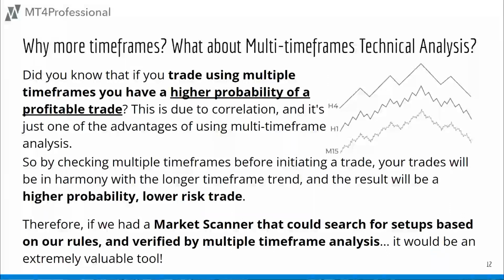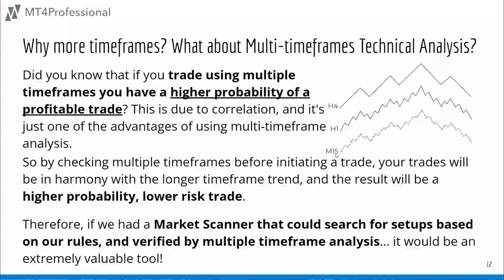I keep talking about multiple time frames. Well, if you trade using multiple time frames, you have a higher probability of a profitable trade, and that's due to correlation. The markets are correlated to one another. So let's look at these multiple examples over here. A 4-hour time frame has a specific envelope of trends up, corrections, trends up, correction. Overall, the market's moving up to a certain point with a few corrections, then it starts to move down.